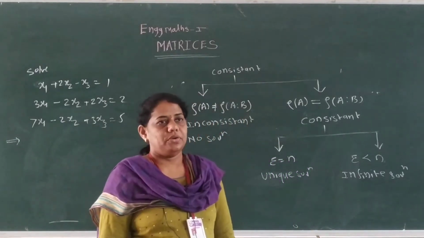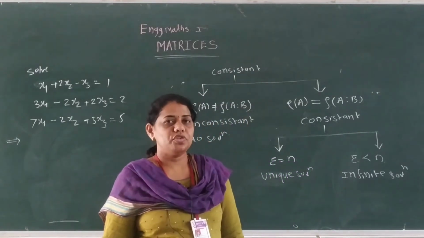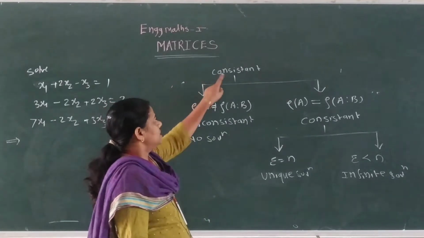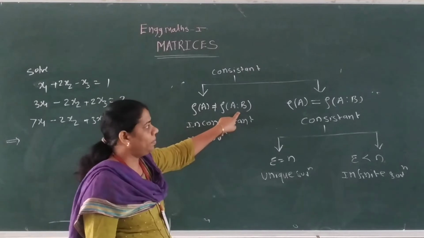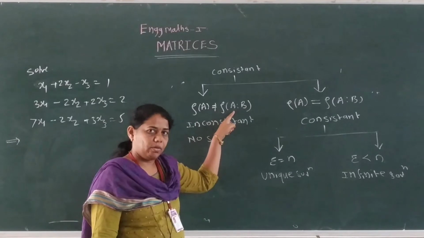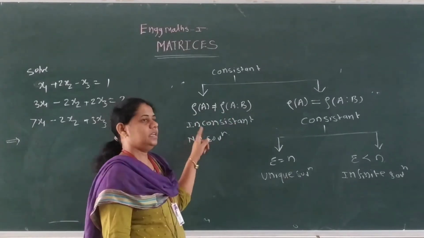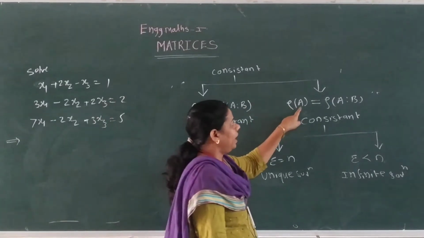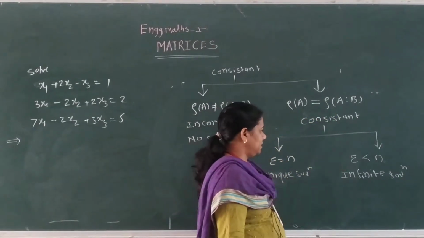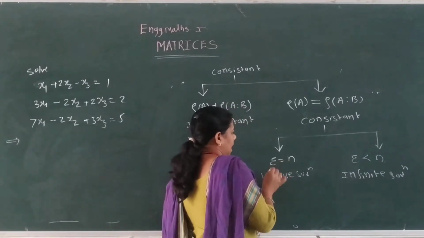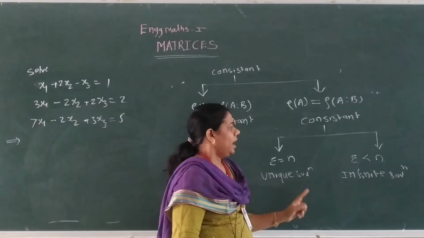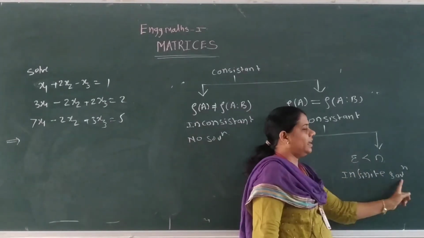In the last video, we saw the solution of non-homogeneous equations. For consistency: if rank of A is not equal to rank of AB, the system is inconsistent and has no solution. If rank of A equals rank of AB, the system is consistent, and then there are two sub-cases. If R equals N, where R means rank of A and N is the number of unknowns, then there is a unique solution. If R is less than N, there are infinitely many solutions.